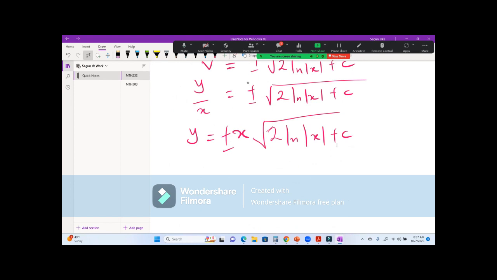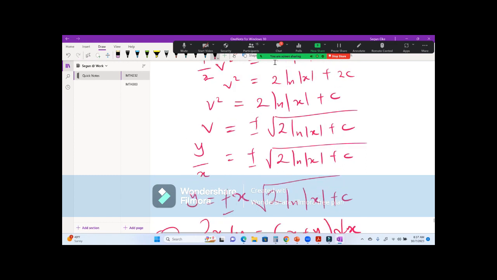Right. So let's look at this. 2x dy equals x plus y dx.